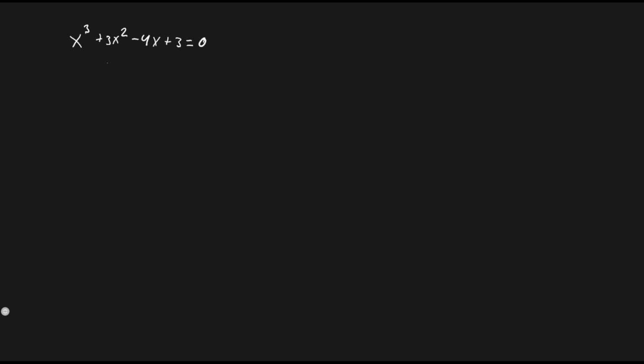So first, we want to get rid of our x squared term. And by doing so, we have to set x is equal to y minus b over 3a, where b is 3 and a is 1. So we end up getting x is equal to y minus 1.